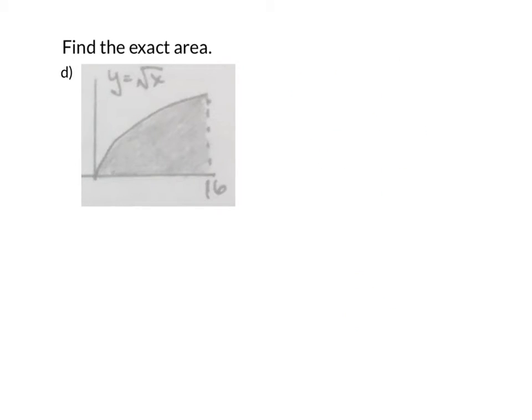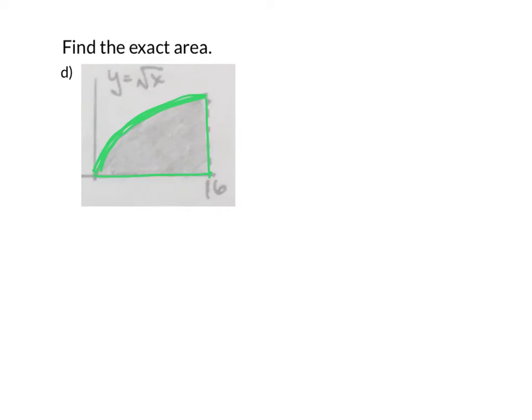When it comes to this last one, y equals the square root of x on the interval from 0 to 16, we don't have a geometric formula for this type of shape. And maybe it looks like a circle, but it's not. We do know that this curve is like a sideways parabola. And we don't really have a formula for that. Any formula that we use would be really an estimate.